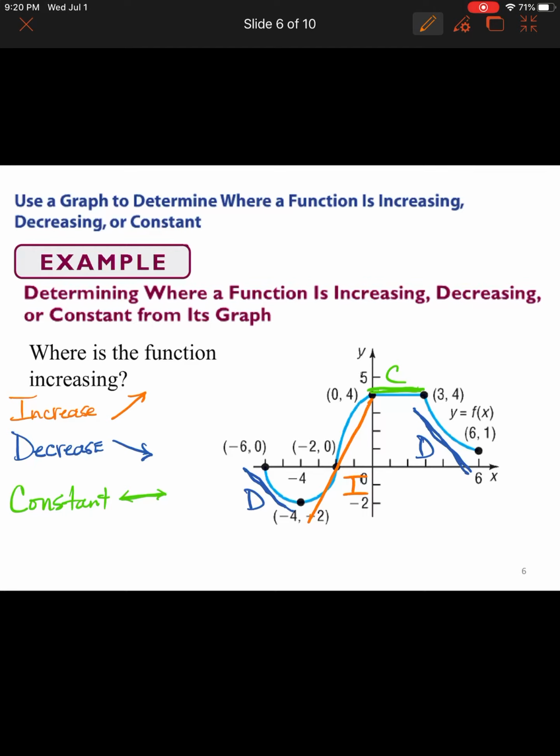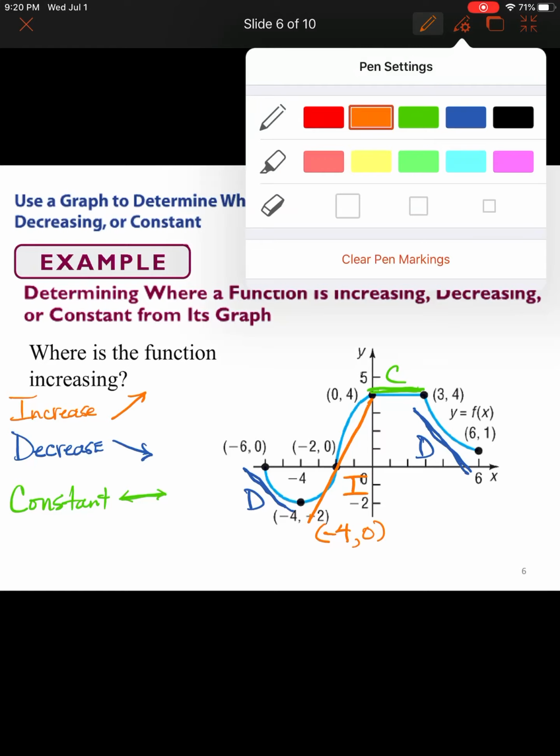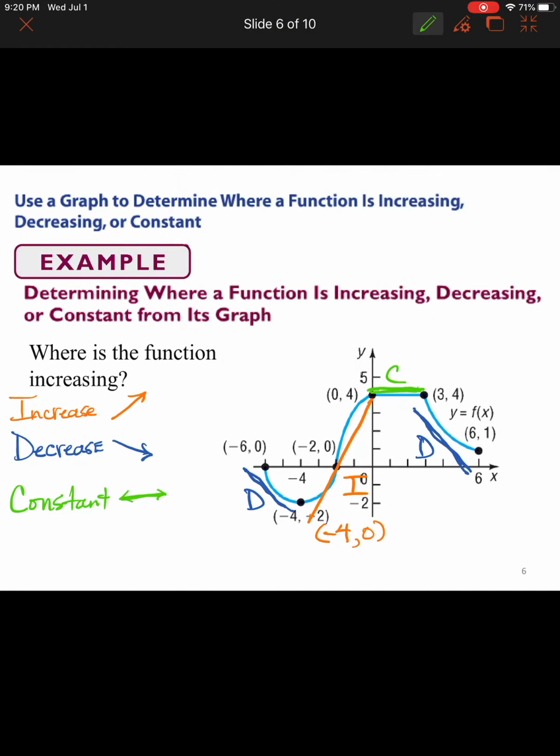All right, starting with this increasing interval. All the interior points get parentheses. It started increasing at x equal -4, and it stopped increasing when x became 0. And then it was constant when x was 0, and it was no longer constant when x became 3.